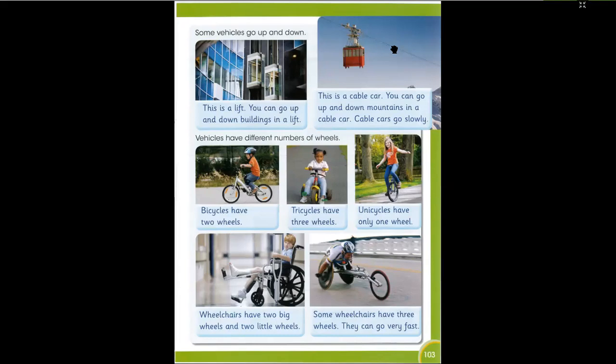And the last one is uni. Actually, these are one, two, and three. Uni means one, bi means two, and tri means three. Uni means one wheel, bi means two wheels, and tri means three wheels. Bicycle, tricycle, and unicycle. Bi means a cycle which has two wheels, tri means a cycle which has three wheels, and uni means a cycle which has only one wheel.